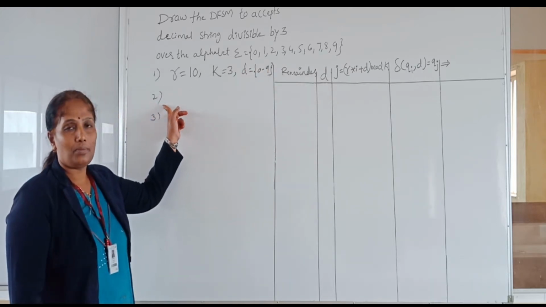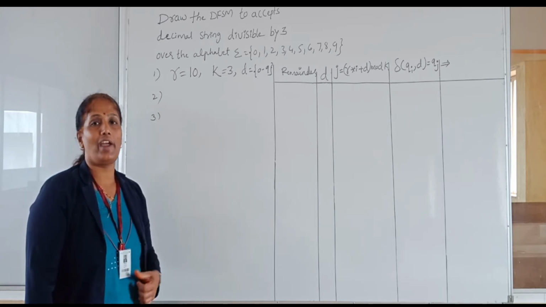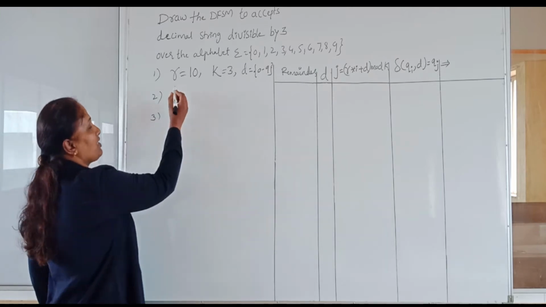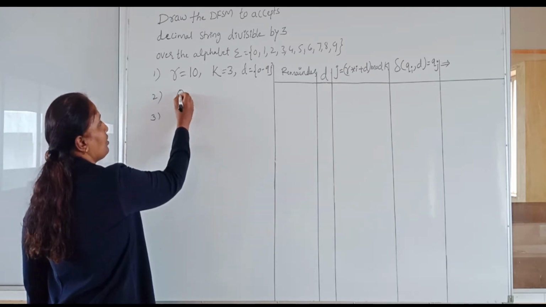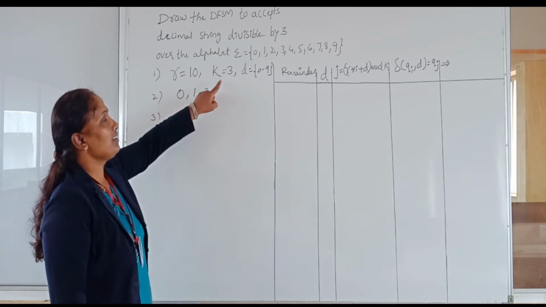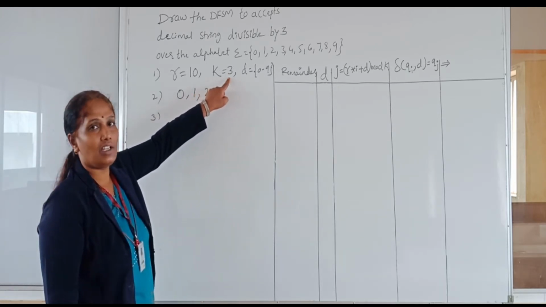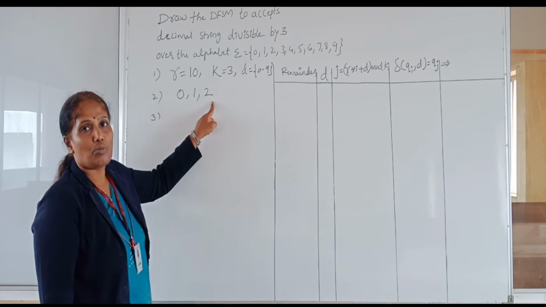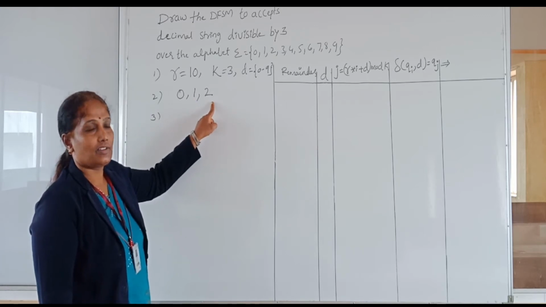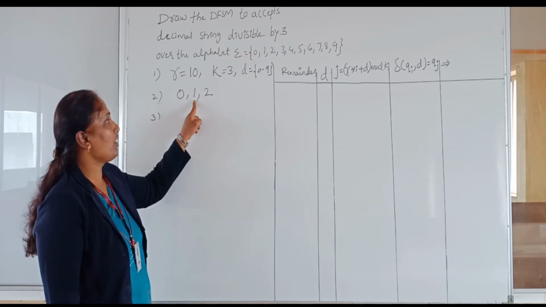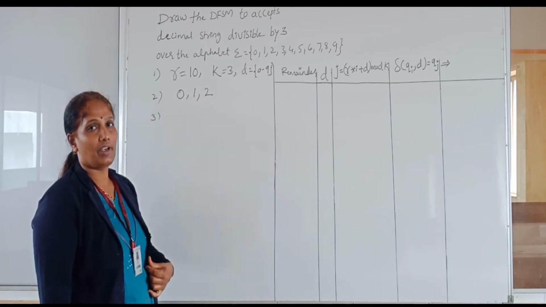What is the second step? In the second step, you are going to find the possible remainders. So the possible remainders are 0, 1, 2. It is based on the K value. If the K value is 3, then in a sequence the numbers which come before 3 are called the possible remainders. So before 3 the numbers are 0, 1, 2. So 0, 1, 2 are the possible remainders here.